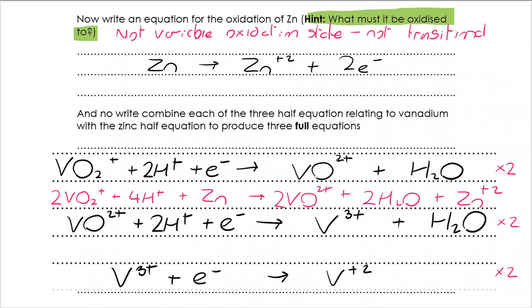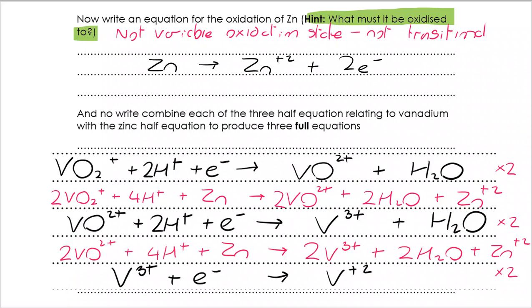My second equation, we're still going to double this vanadium half equation. And then we combine, and we get 2VO2+ + 4H+ + Zn goes to 2V3+ + 2H2O + Zn2+. Finally, I need to double the V3+ to V2+ again to get the right number of electrons: 2V3+ + Zn goes to 2V2+ + Zn2+.